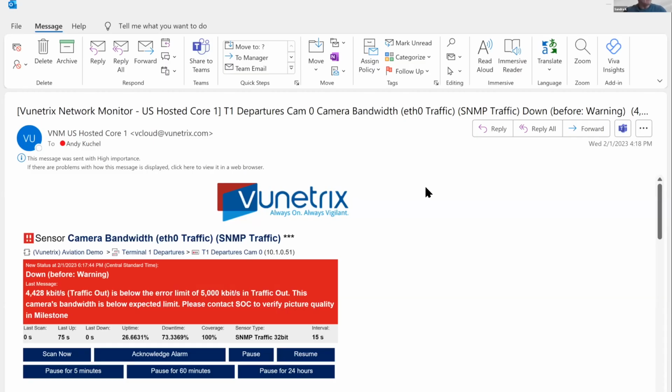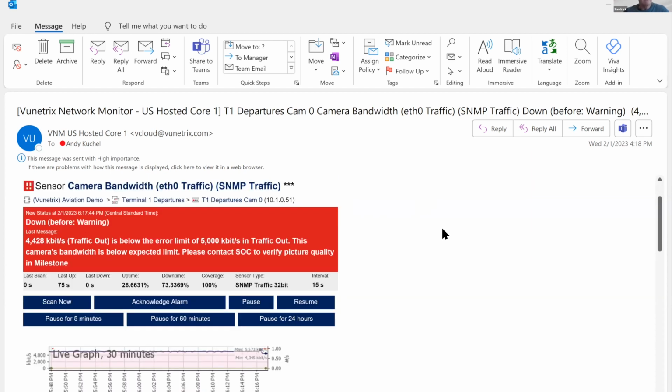A different stakeholder. I mean, it is a web-based system. You can do everything from a computer or a tablet. But if you're a recipient of one of these emails based on your role, so this camera is my responsibility in the Terminal 1 departures area, I see a bandwidth error come up. This is what I'm going to get: I get the warning.